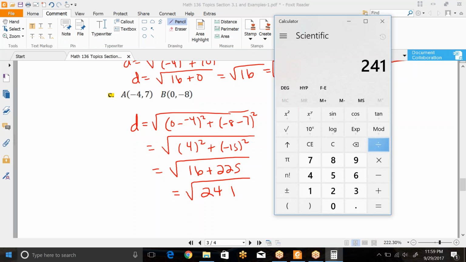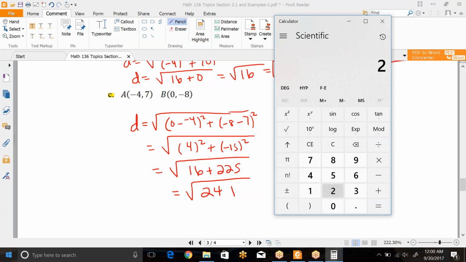So let's see, 241 divided by 9 does not go evenly. 241 divided by 16 does not go evenly. 241 divided by 25 doesn't work. What about 36? No. 241 divided by 49, not going evenly. 241 divided by 81, no. And 241 divided by 100 wouldn't work. 11 squared is 121. That doesn't work.